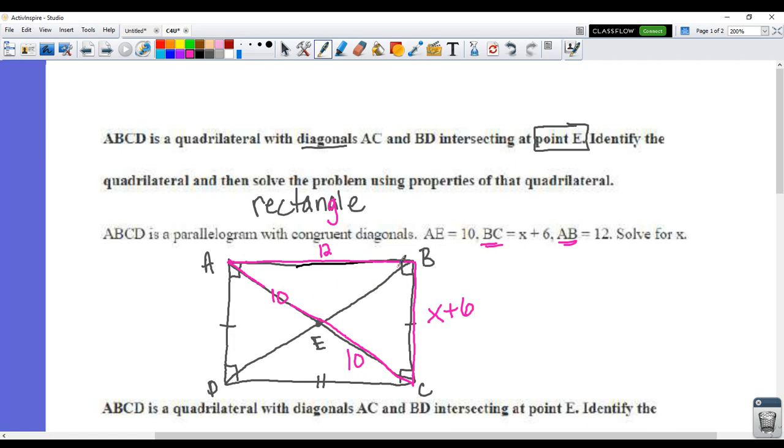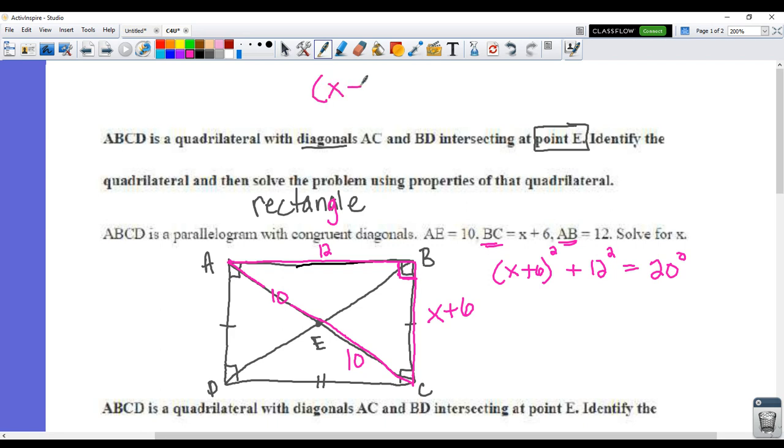So I'm going to set up a Pythagorean theorem relationship. Okay, (x plus 6) squared, right? The side length is squared. So because it's an expression, I put it in parentheses. Plus 12 squared equals 20 squared. 20 is the whole entire length of my hypotenuse, because both of those parts are 10. So now I have a nice equation that I can solve.